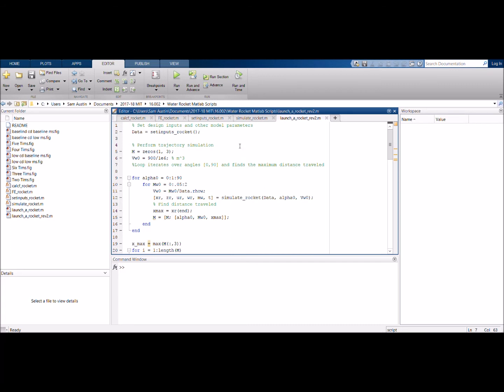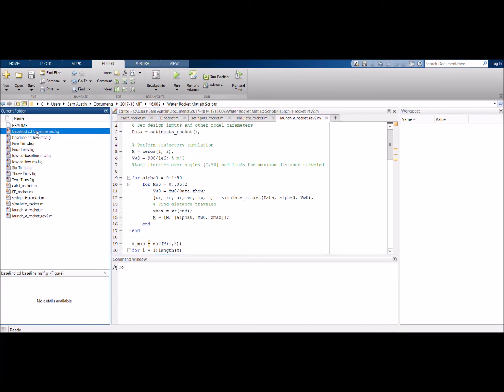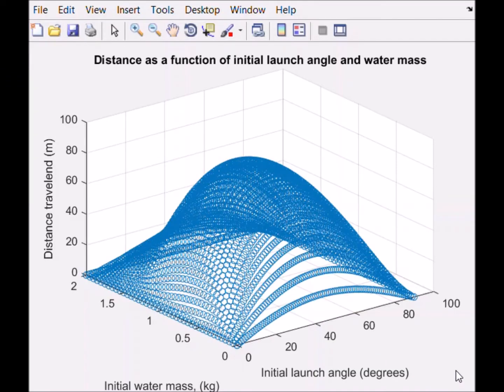So we'll open up a basic baseline design. This is with the baseline CD and the baseline structural mass. So here in this graph you can see the initial water mass plotted on this axis and the initial launch angle plotted on this axis, with the resultant distance traveled for each data point plotted on the z-axis.